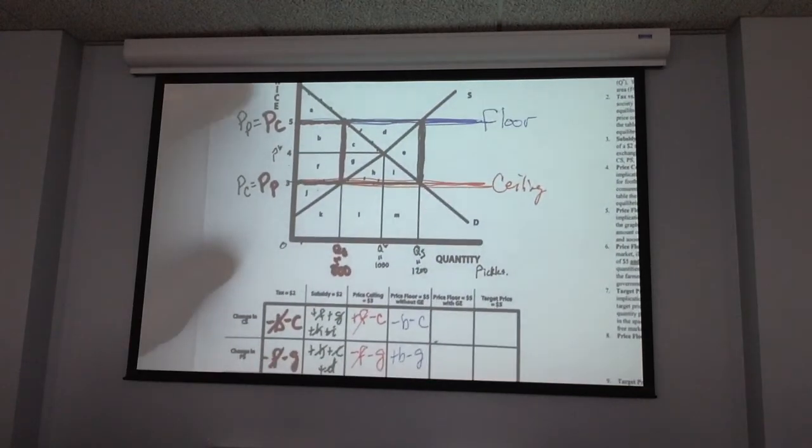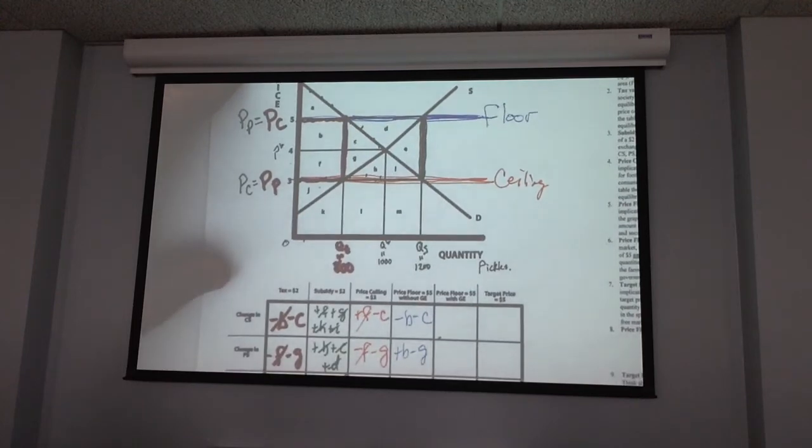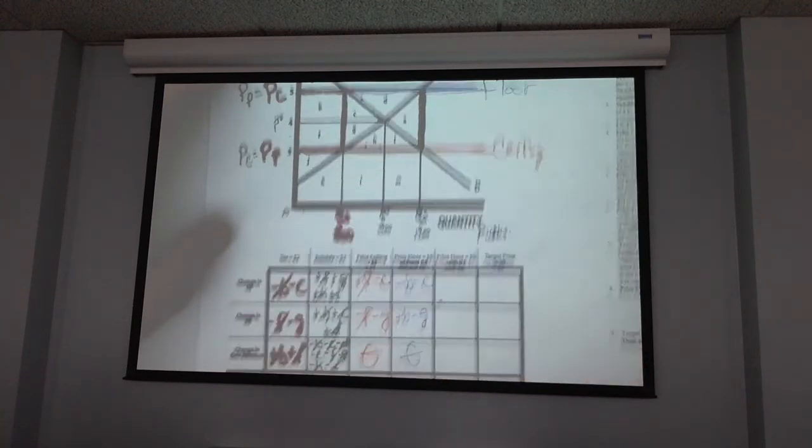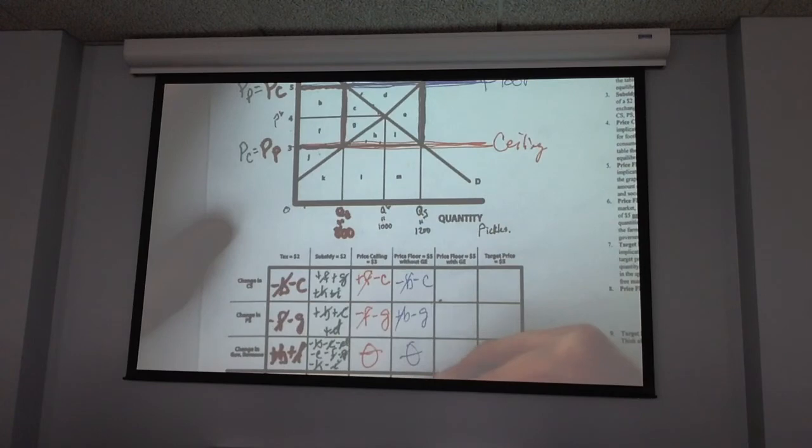How much revenue is the government collecting on this policy? So 0. Another big zippo. Add them up. Minus C, minus G.